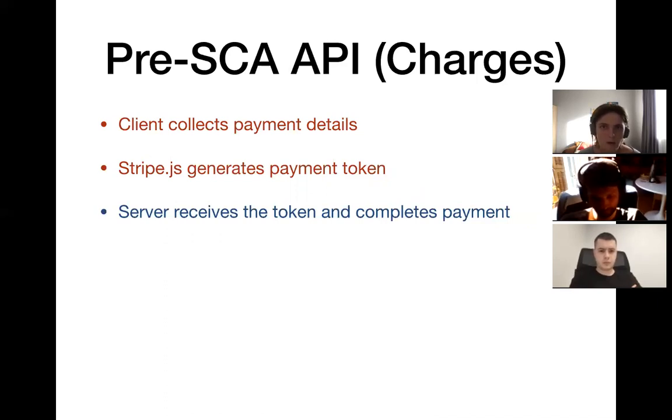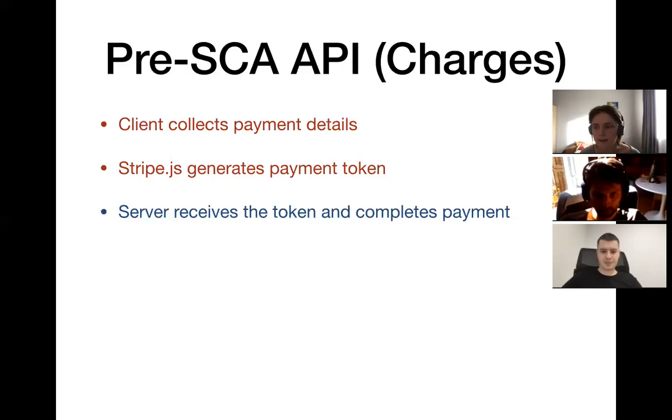And the initial API called charges worked like this on a high level. Red stands for front end, for client side, and blue is for backend or server, or Drupal if you talk in decoupled Drupal terms. So this is the flow. First, the client collects payment details in whatever way. It can be your own form, it can be Stripe's form, it doesn't matter. You will not need to send it to the backend.